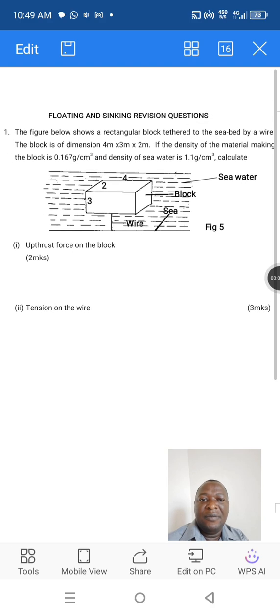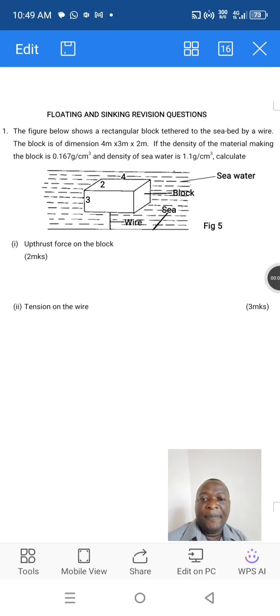include question 1, which reads: the figure below shows a rectangular block tethered to the seabed by a wire. The block is of dimension 4 meters by 3 meters by 2 meters. If the density of the material making the block is 0.167 grams per cubic centimeter and the density of sea water is 1.1 grams per cubic centimeter, calculate (i) the upthrust force on the block.